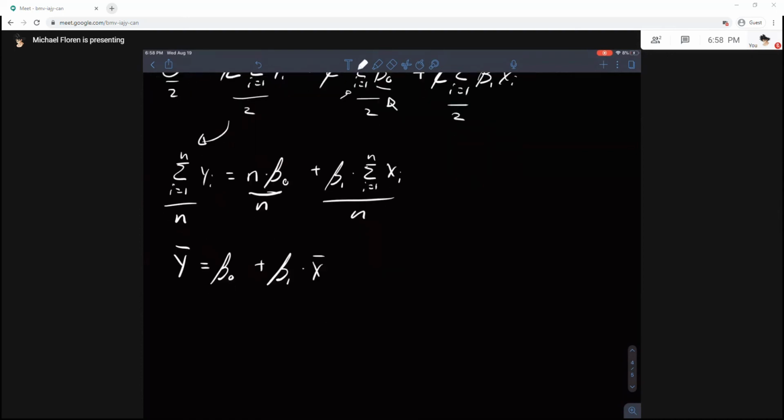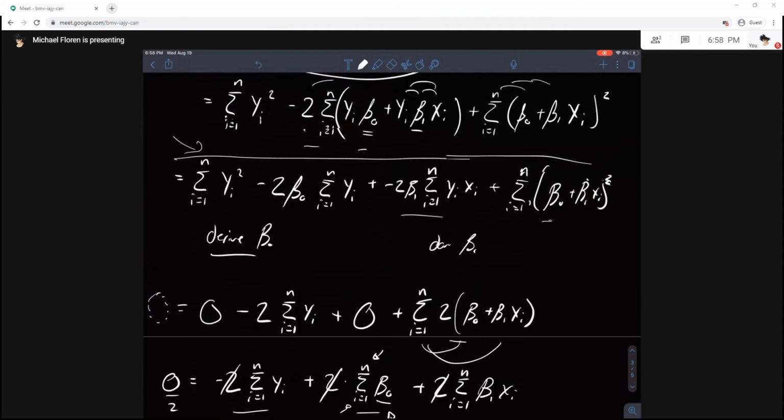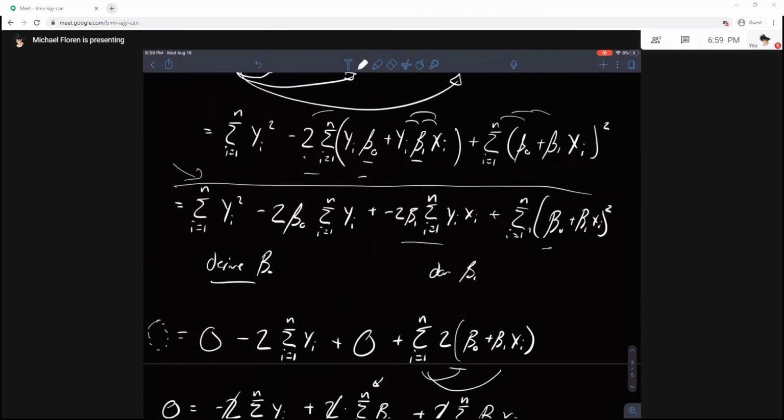Subtracting beta 1 times x bar from both sides, we get y bar minus beta 1 times x bar as our solution for beta 0. And this is our derivation. The other derivation's slightly more complicated.